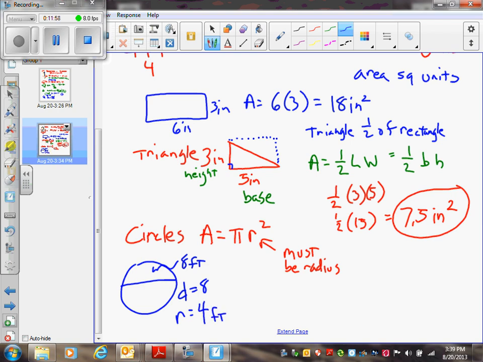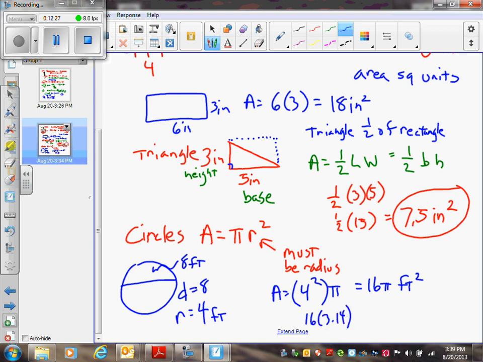Important. Now, because we square it, for the area, we go 4 squared. And you always do your powers before you do your multiplication. If it's nice and they want it in terms of pi, we get 16 pi feet squared. If it's not nice and they don't want it in terms of pi, then we have to go 16 times approximately 3.14.